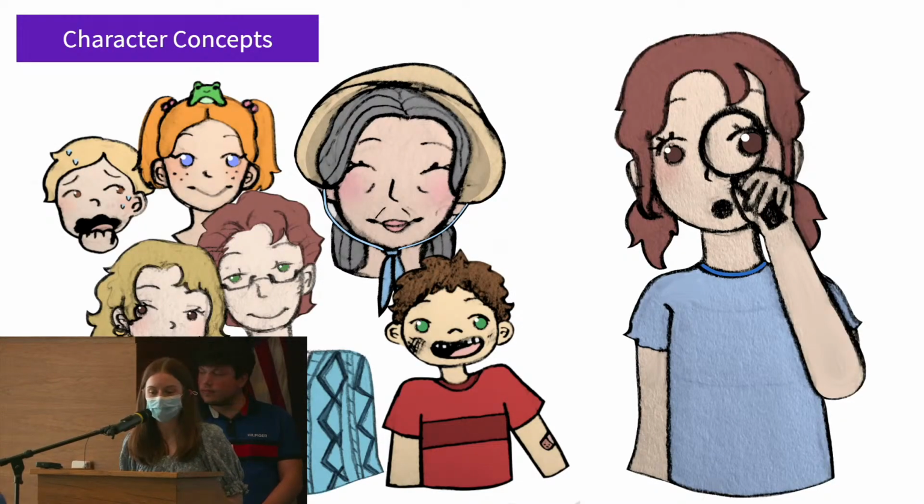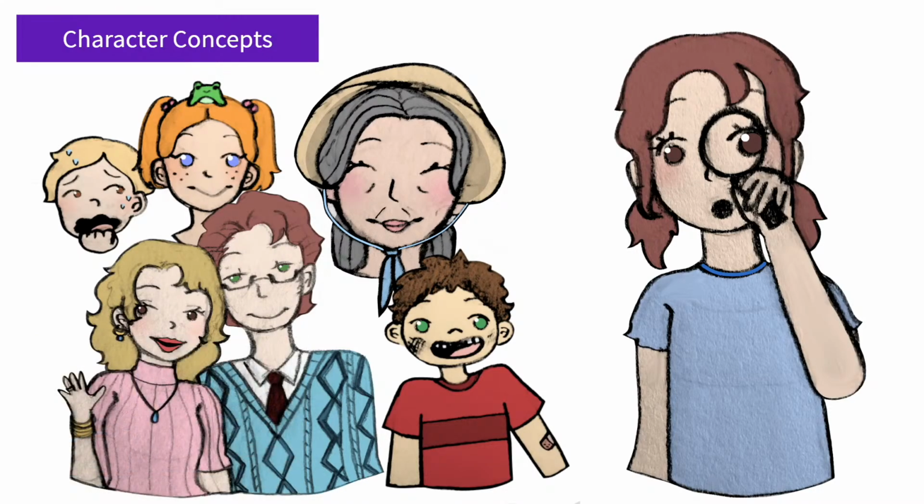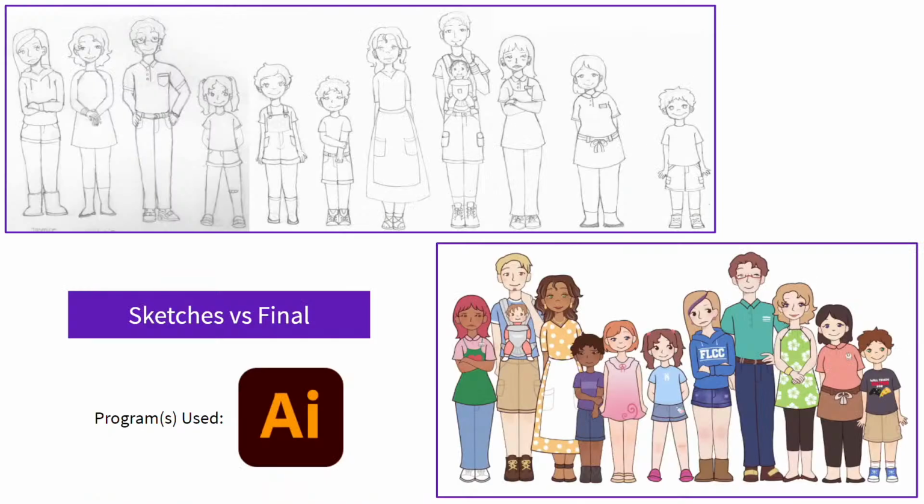Here we have the very first character concepts that I made back when I first thought of this idea. I really just wanted to show kind of a town. Once the project got picked, I started to improve upon these original concepts. I added more characters, and then I went into Adobe Illustrator to digitize the cast and added color to them, and now we have this wonderful little set of characters.